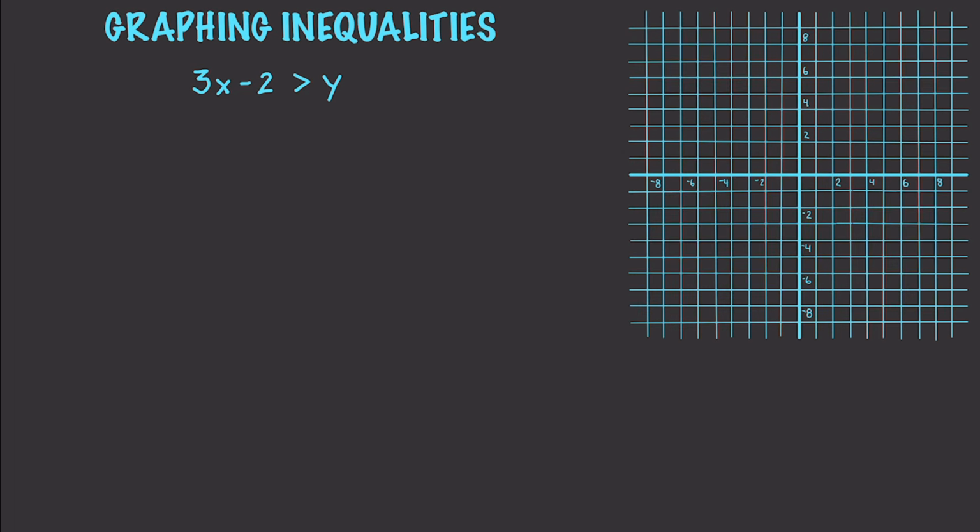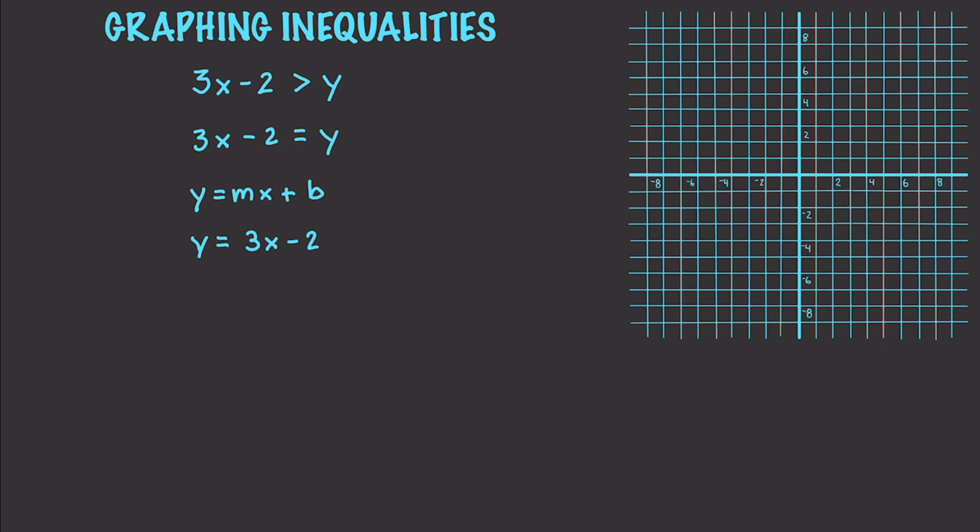And that leaves me with the final part of this video, which is how do we graph inequalities? Well, basically, we're going to rewrite this inequality as an equation. So it's going to become 3x minus 2 is equal to y. Then I'm going to put this in y equals mx plus b form, which is going to make this y is equal to 3x minus 2.